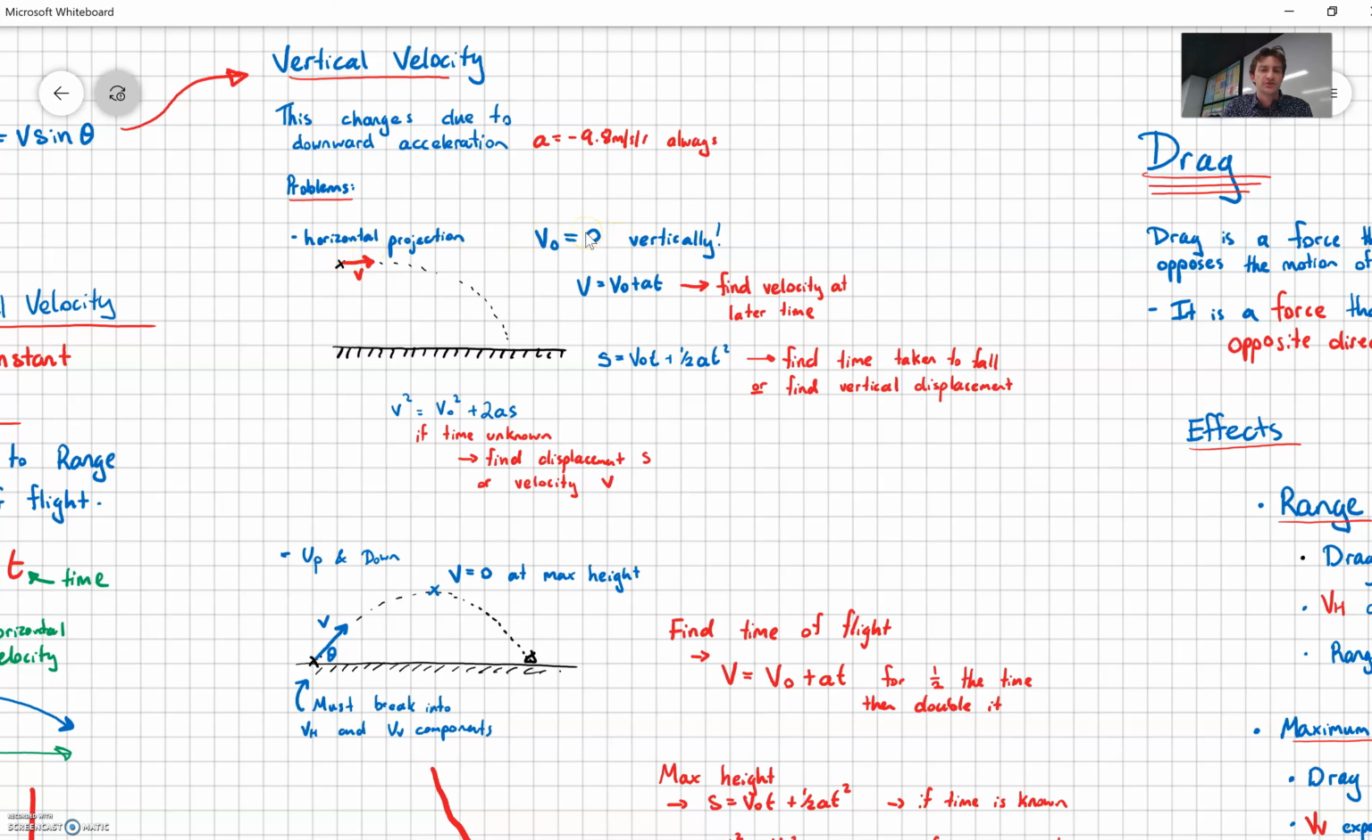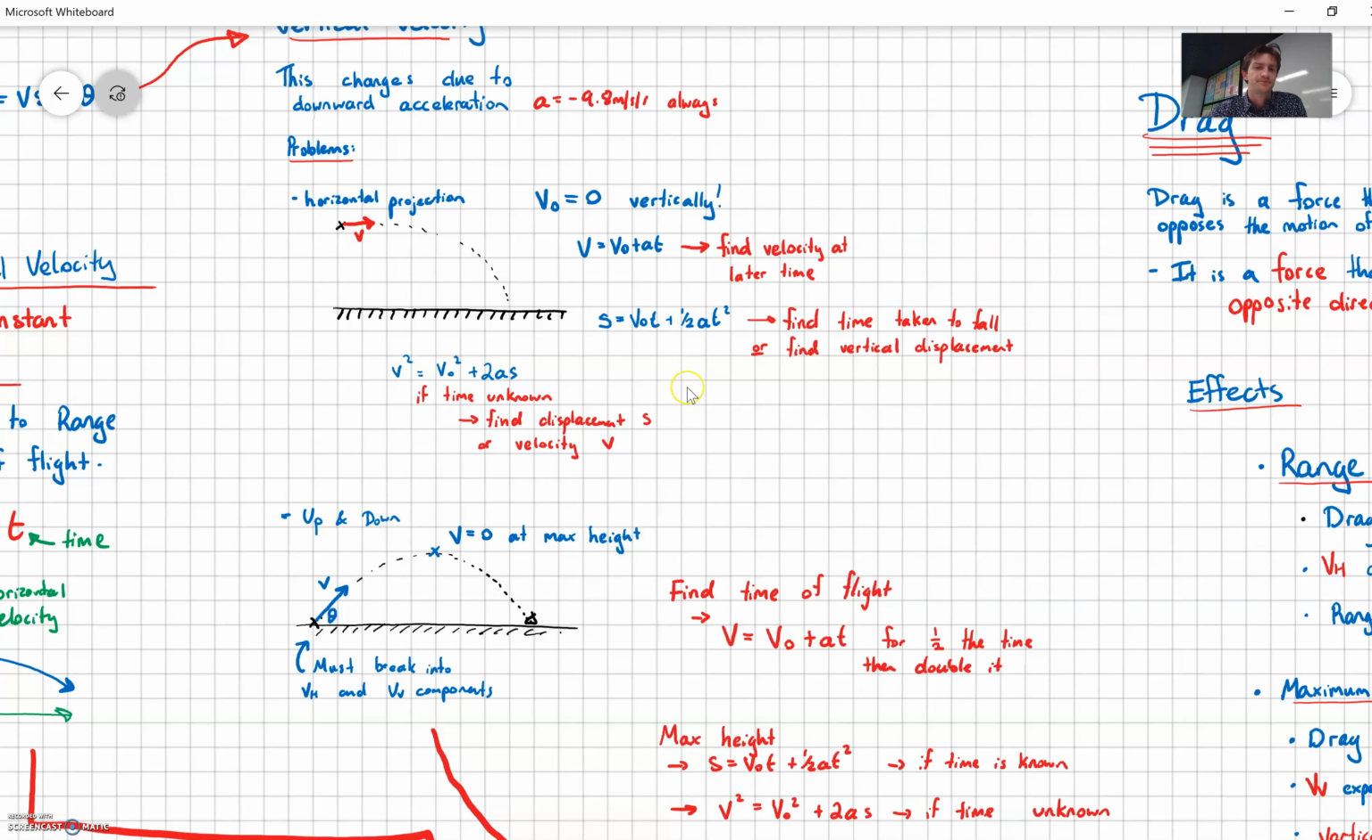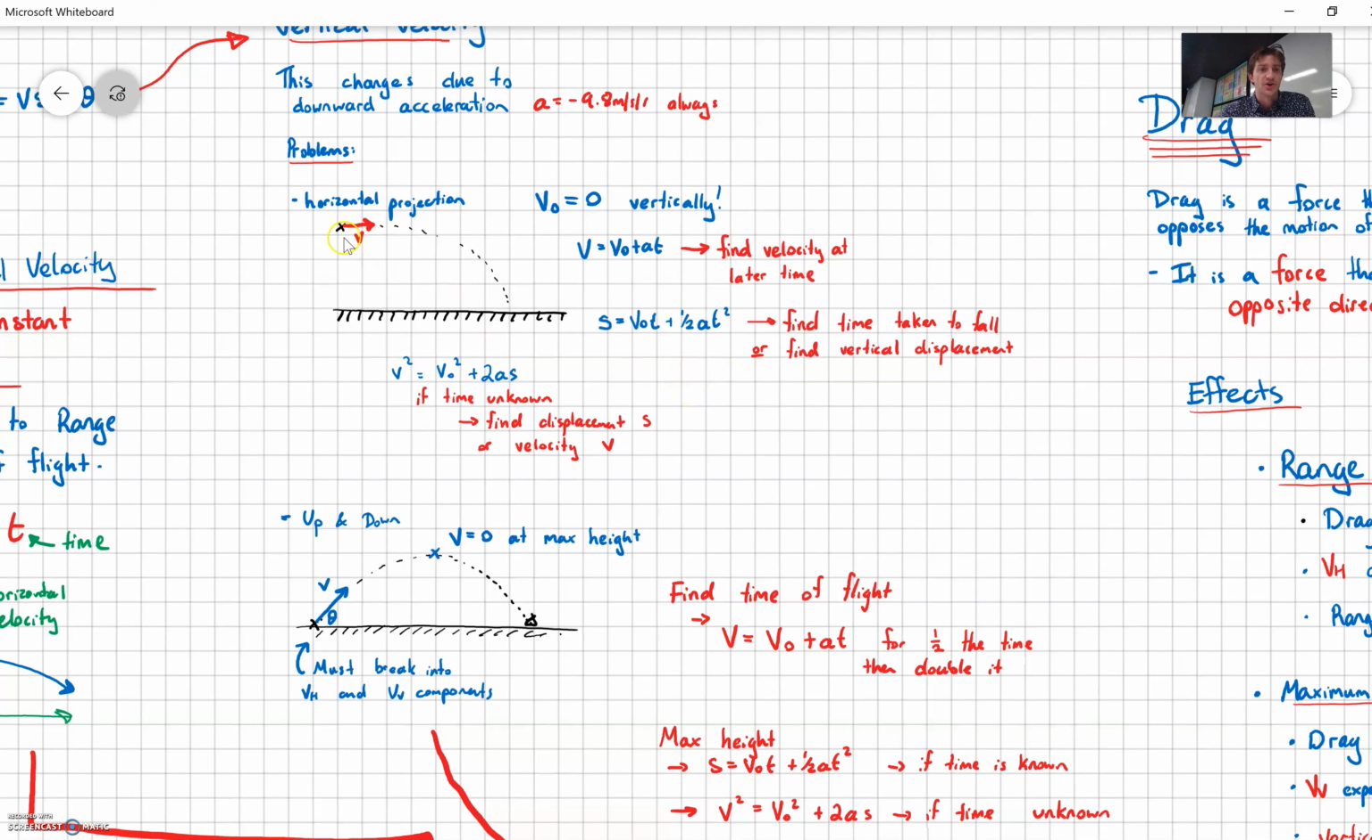So that's quite useful because we can use this equation here to find a velocity at a later time. We just essentially have to go a times by t. What we can also do is find the time it takes to fall for a certain distance by using this formula here, because that first term disappears and we end up just using this to find how far does it fall in such a time. Or if we already know how far it's falling, we can actually rearrange this to find the time of flight.